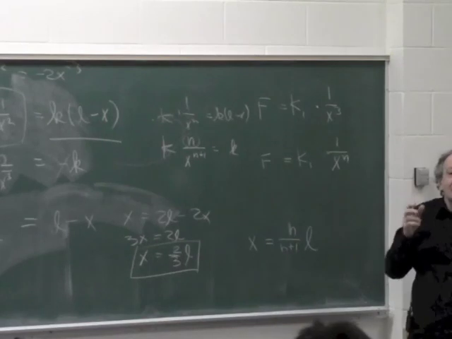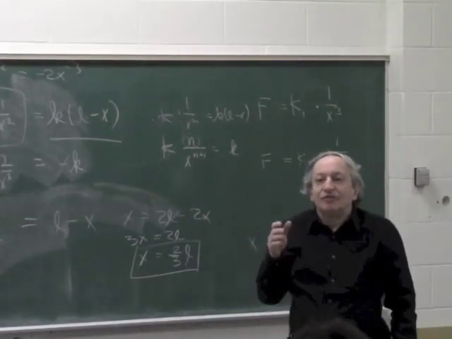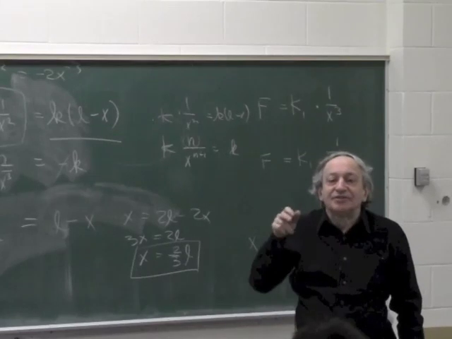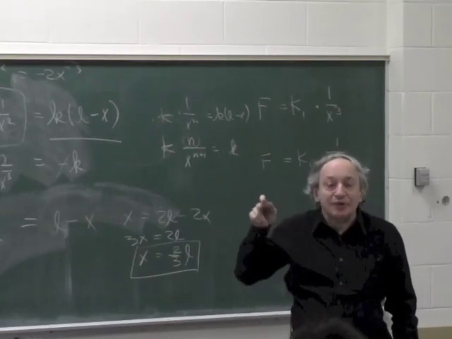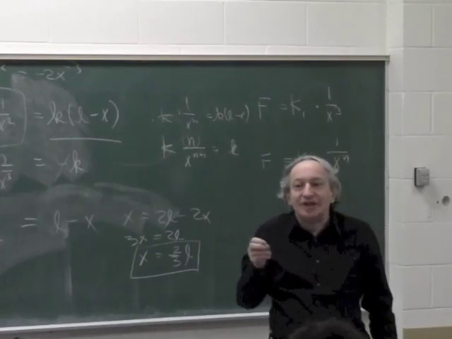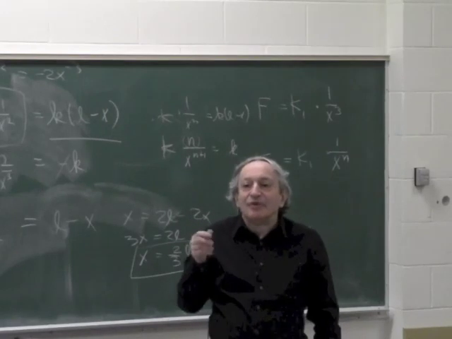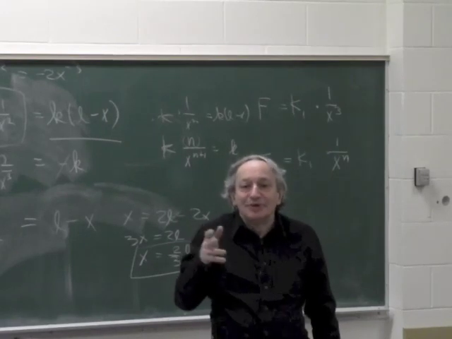Some actuators, it doesn't have to be an integer. Some actuators can have force equals 1 over x to the power of 1.1. So it doesn't have to be 1 or 2 or 3. An actuator can easily be derived where the force has a power of 1.1, 1.2, 1.3.